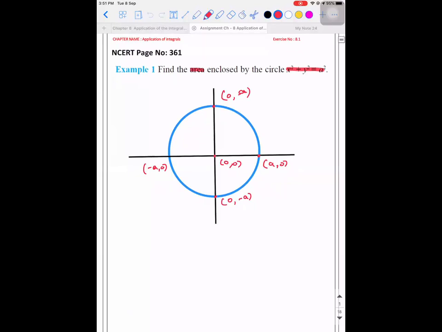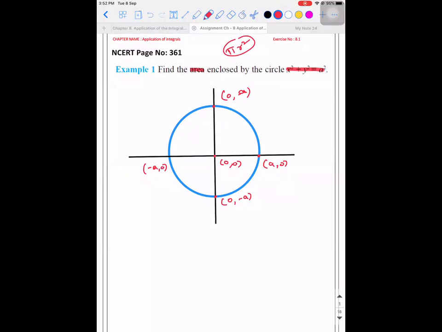So now logically tell me, if I give you a circle of radius a or radius r, what will be the area of it? You already know the answer. Pi r square. That is, we are going to derive the same thing using integration. That's it. Okay. Now I'll tell you how to approach. We'll solve this problem in two ways so that you'll understand what I tried to explain in the theory part.